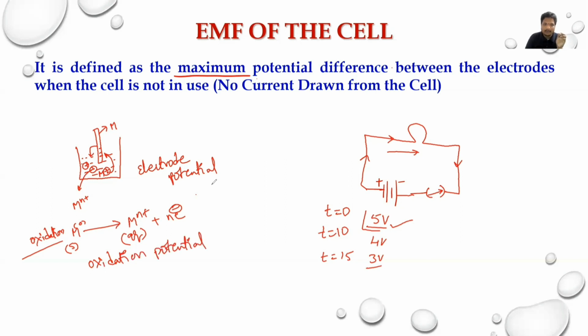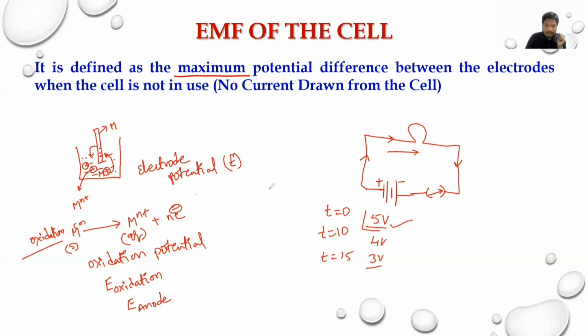Electrode potential can be represented with the symbol capital E, and the oxidation potential can be represented as E oxidation. This oxidation takes place at the anode, so it is also represented as the potential at the anode.